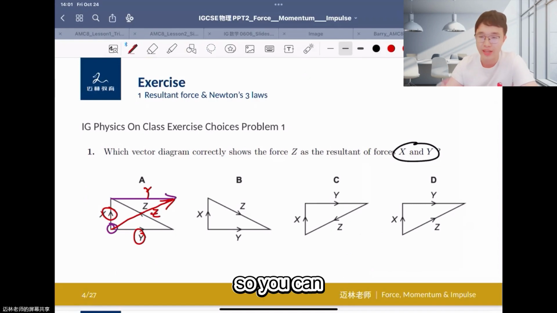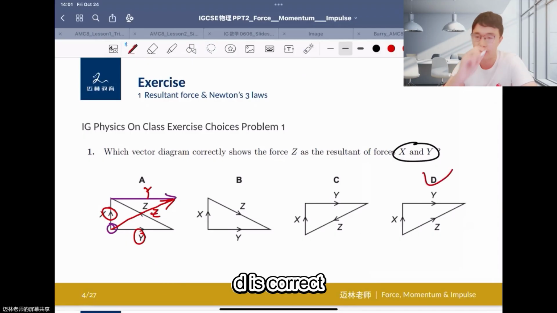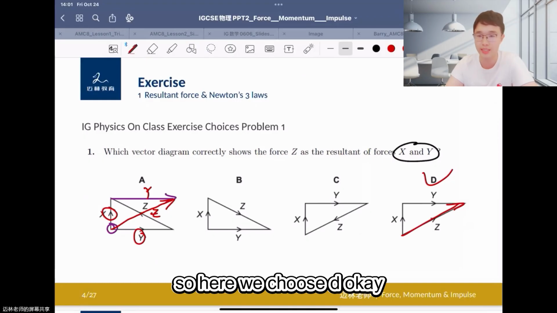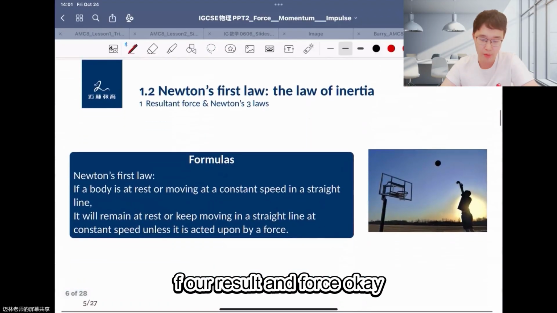Okay, so you can make a comparison with A, B, C, D. You can find maybe D is correct, right? Z is from the left below to the right upward, right? So here we choose D. Okay, so this is a problem. And okay, so here is the first part of our resultant force.